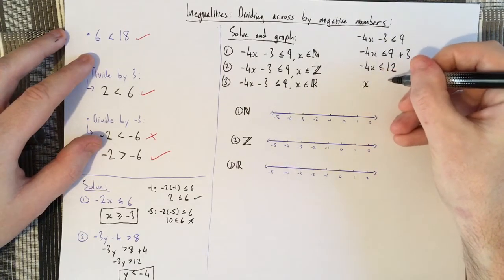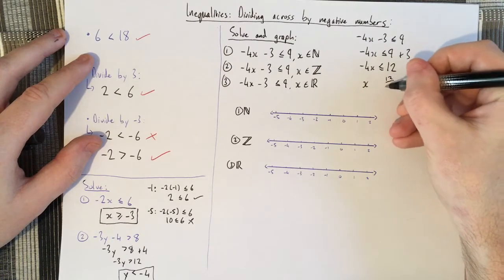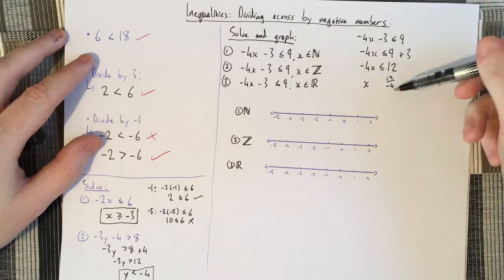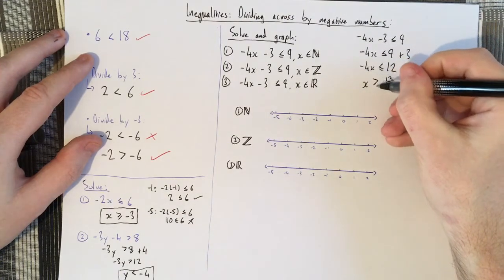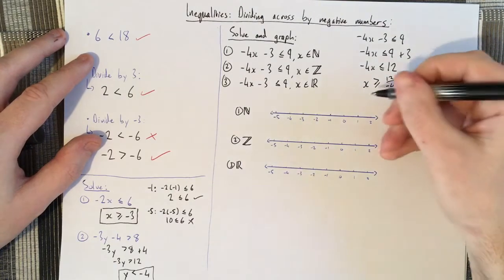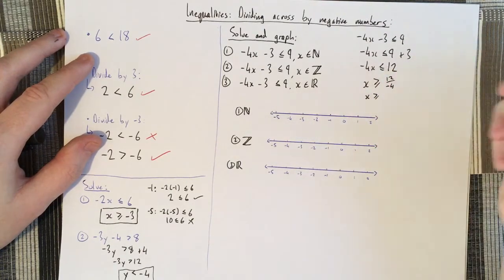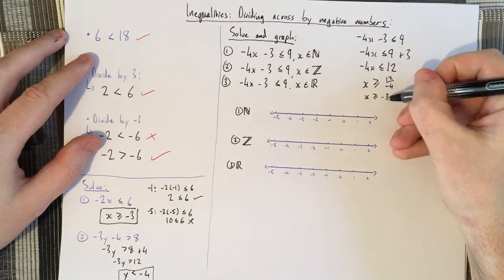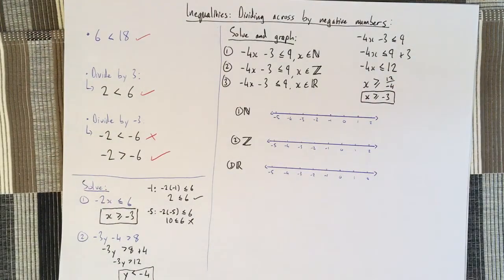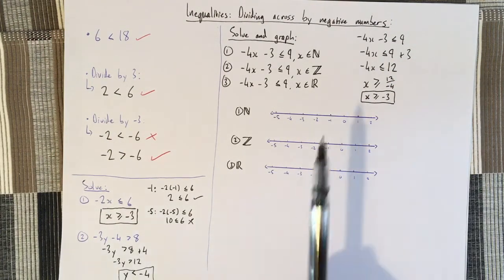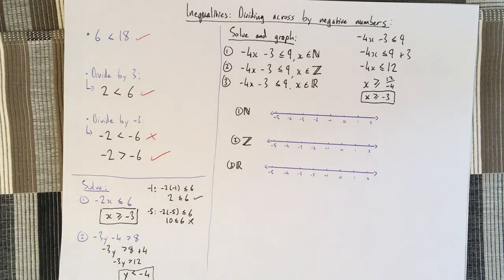And I get x, 12 over minus 4. And then because you're dividing by a negative number, you need to flip the inequality. So your less than or equal to becomes a greater than or equal to. So x is greater than or equal to 12 divided by minus 4, which is minus 3. There's your solution. Okay, so this is just something you need to remember when inequalities like this come up, that if you're dividing across by a negative, you need to flip the inequality. It's a really easy thing to forget to do, so just an alarm bell should go off in your head when you get one of these questions to do.